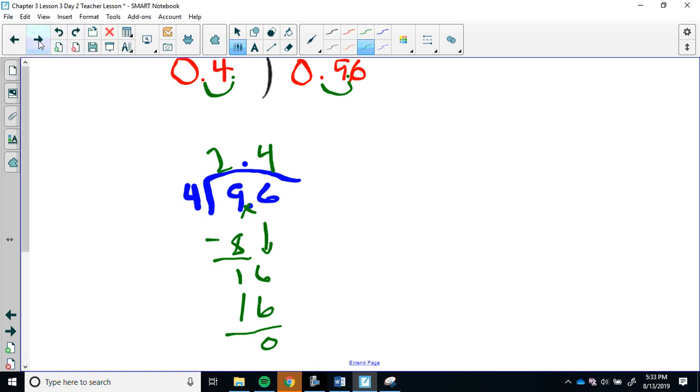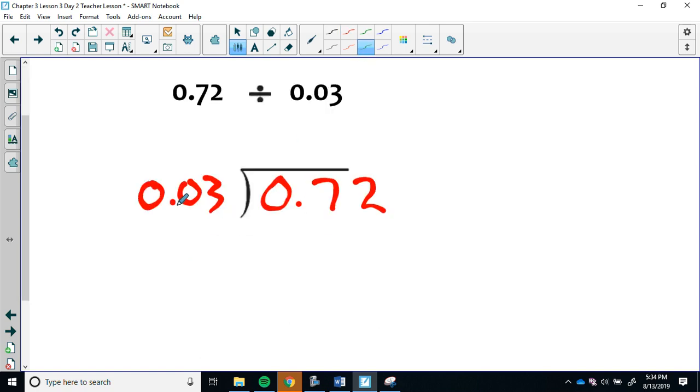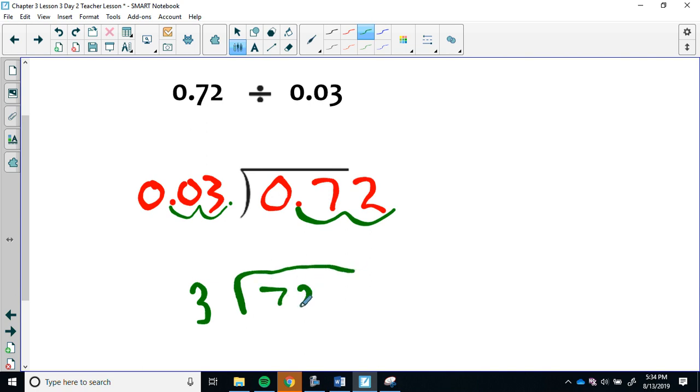All right, so moving on to our second example, we got 0.72 divided by 0.03. So once again, the goal is to get this decimal here. To get it there, we do that, and then that leaves us with just a 3. If we move it 2 places here, we move it 2 places there. The decimal comes to the end, so it's just going to be 72 divided by 3.